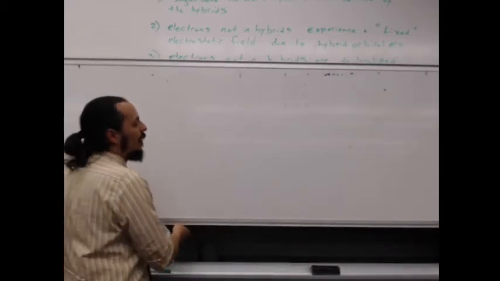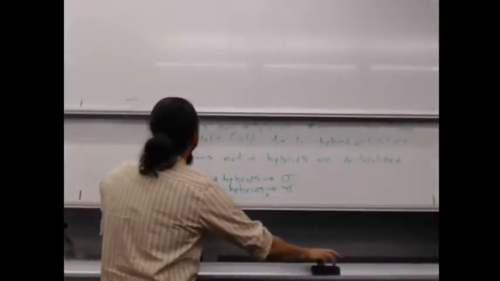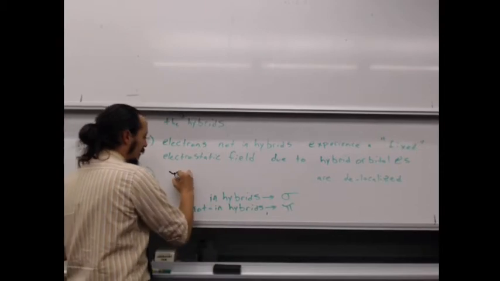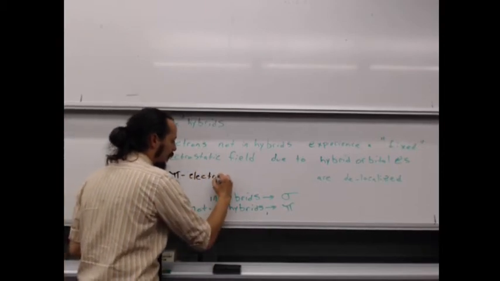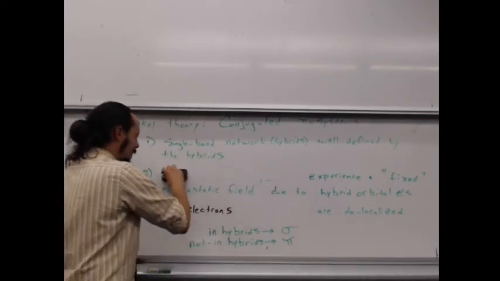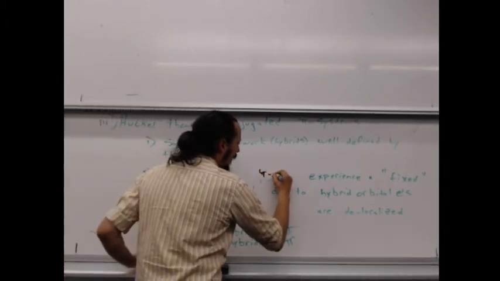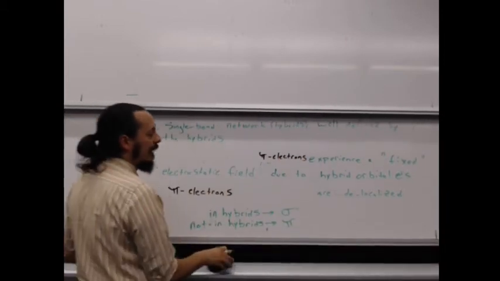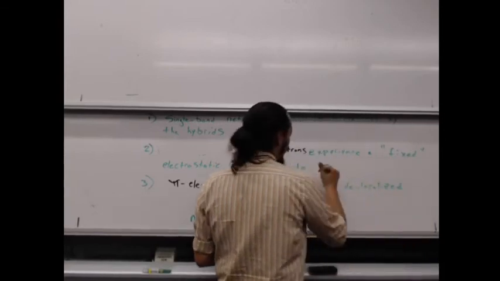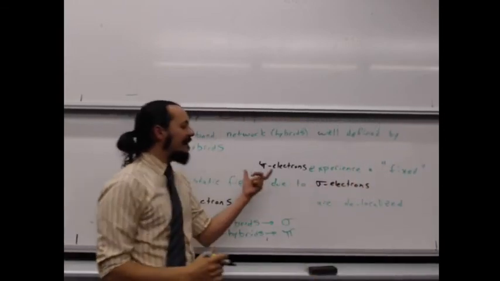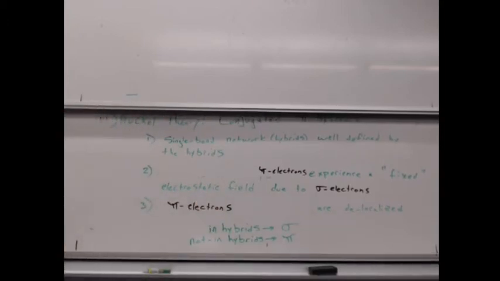So we could go through. Maybe this will make our lives a little bit easier. We can go through and relabel this and say pi electrons are delocalized. Pi electrons experience a fixed electrostatic field due to the sigma electrons. That makes the sentences read a little bit better, but only if you know what sigma electrons and pi electrons mean.